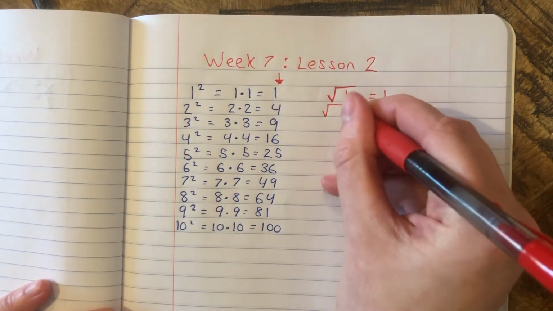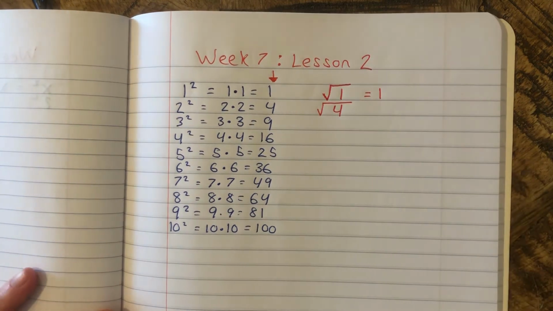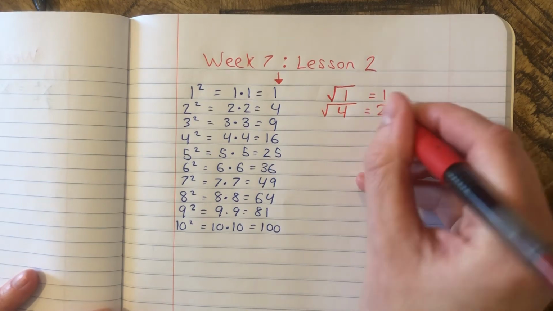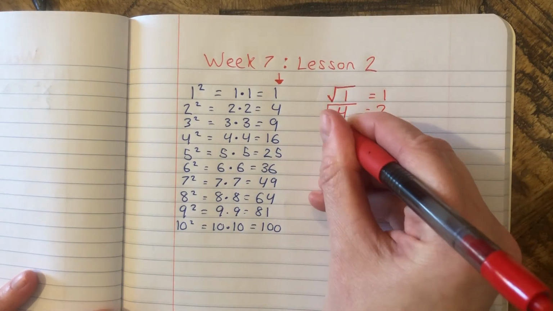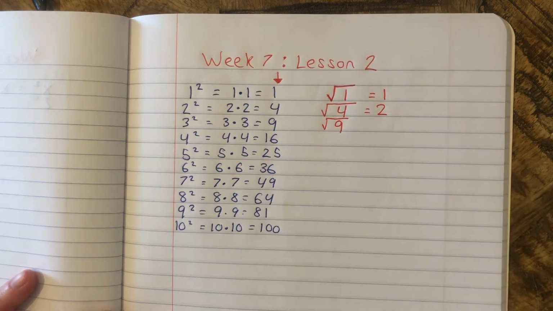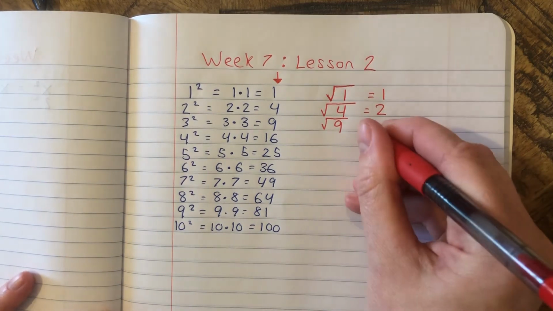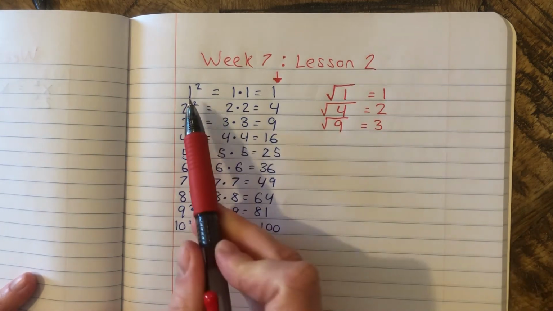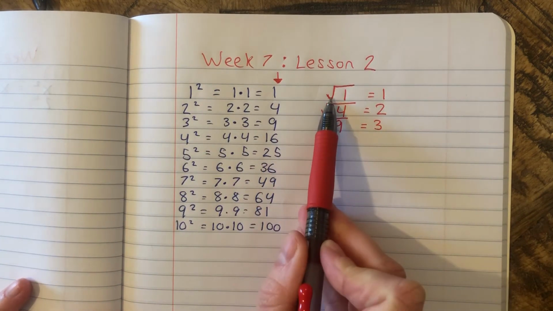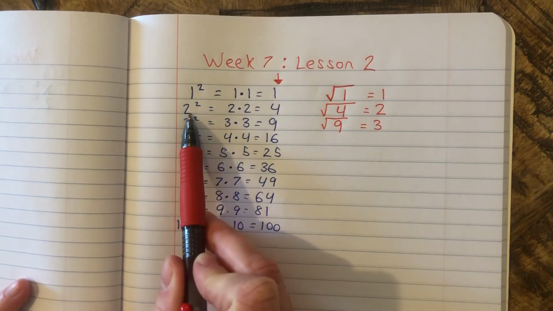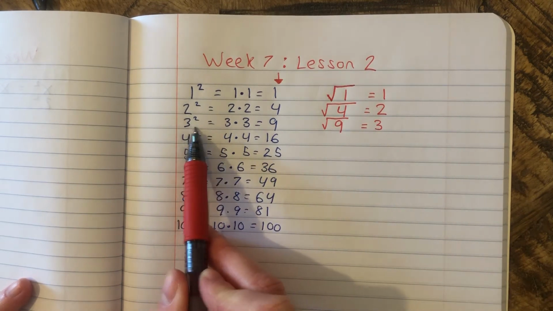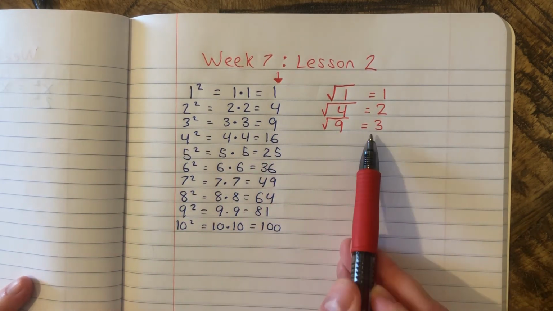And if I wanted to know what the square root of 4 is, what number multiplied by itself will give me 4 is 2. If I wanted to know what the square root of 9 is, what number multiplied by itself twice would give me 9 would be 3. And then we can see a pattern: 1 squared is 1, well, the square root of 1 is 1. 2 squared is 4, the square root of 4 is 2. 3 squared is 9, the square root of 9 is 3.